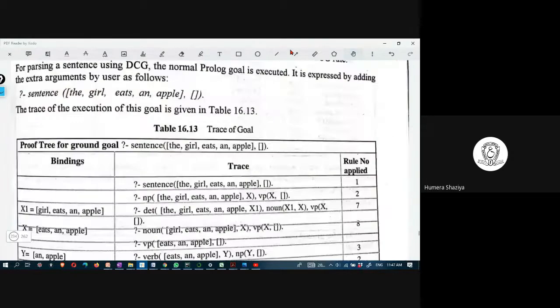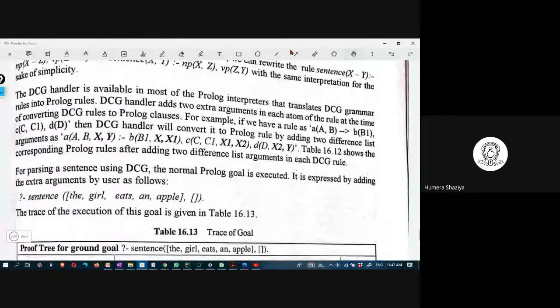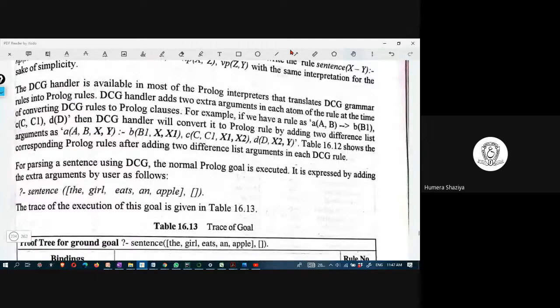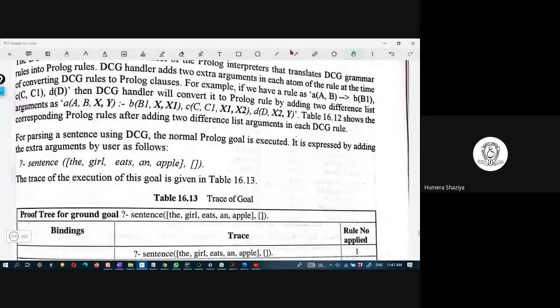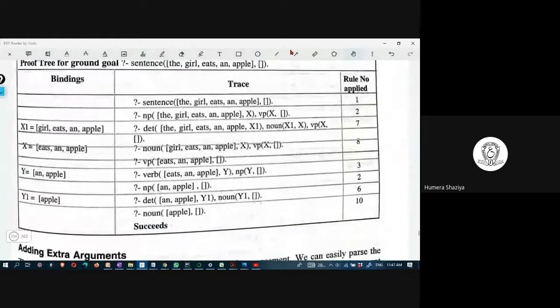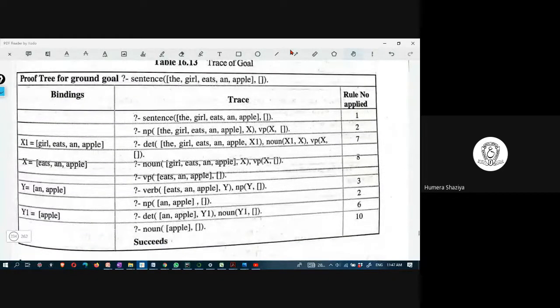For parsing a sentence in DCG, the normal Prolog goal is executed. It's expressed by adding the extra argument by the user as follows. Question mark, sentence, the girl eats an apple, an empty list. That gives us various rules: X1, girl eats an apple; X, eats an apple; Y, an apple; Y1, apple. How are you obtaining all this? By using different phrases and then subtracting one from another, we are obtaining different rules.